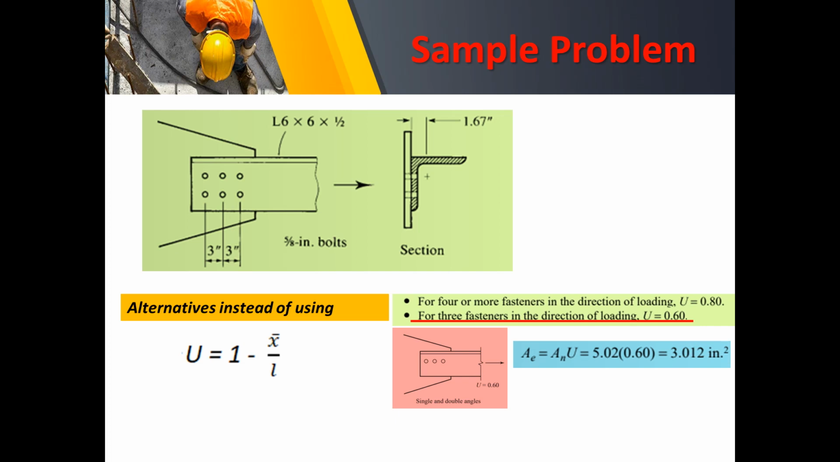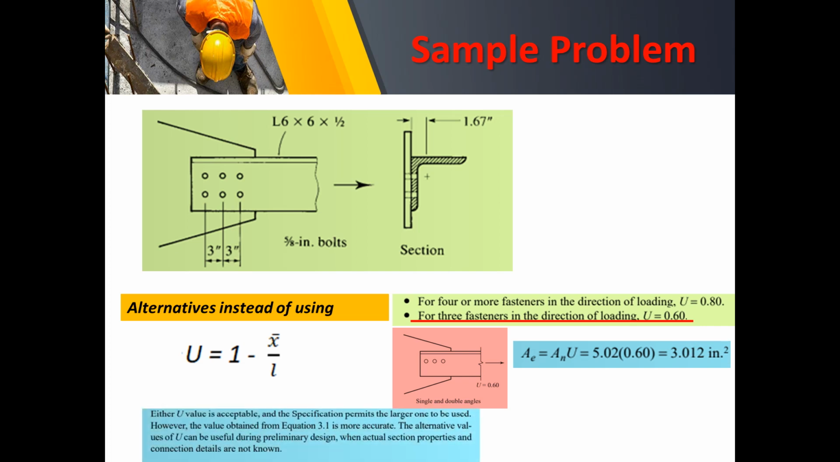when we use the general equation U equal to 1 minus x-bar over L. Hence, we have here the note: either U value is acceptable, so both of those are acceptable, but the specification permits the larger one to be used, meaning the larger one that we obtained using the formula U equal to 1 minus x-bar over L. That is why the general formula is more accurate than this alternative value.